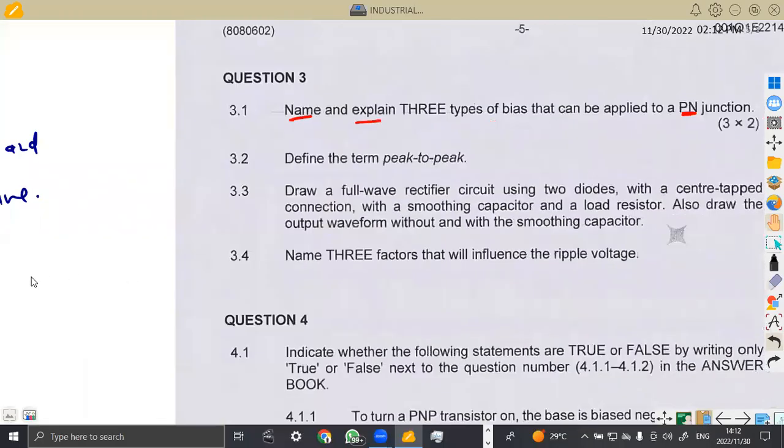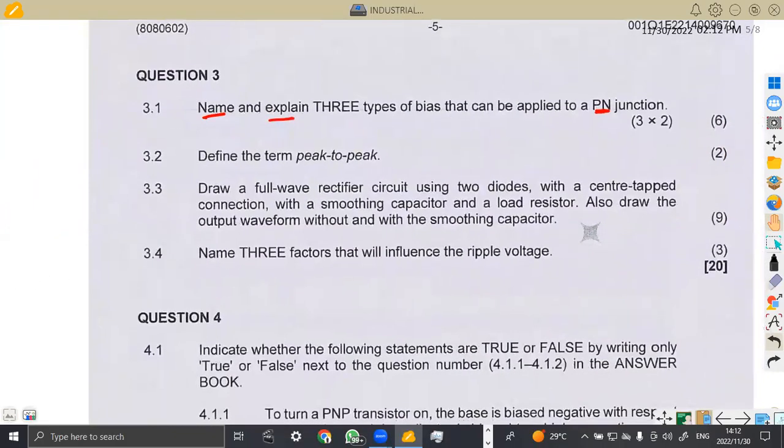On 3.2, it was just for you to define. Then 3.3, they are now asking you to draw a full wave rectifier using two diodes. So guys, understand the question. Here, understand what you're given. You are supposed to draw a full wave rectifier circuit using two diodes with a center tap connection, with a smoothing capacitor and a load resistor. Also draw the output waveform without and with the smoothing capacitor. That is 9 marks for that.